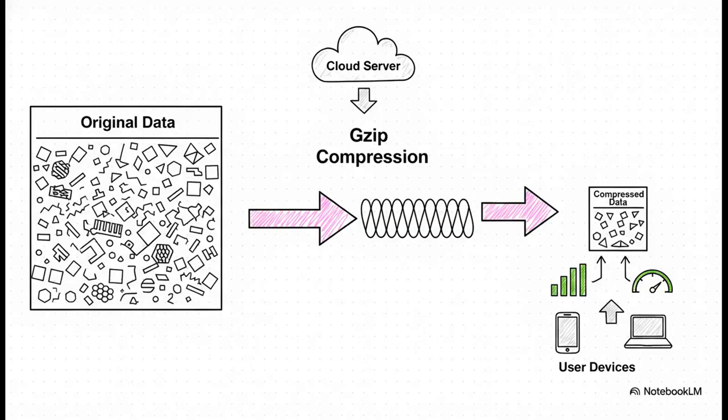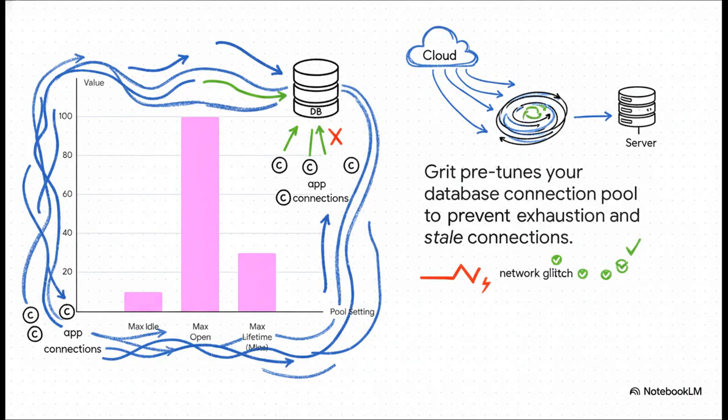Let's just put a real number on one of those. That built-in gzip compression, it'll typically shrink your JSON API responses by 60 to 80%. On an endpoint that sends a lot of data, that is a massive reduction in bandwidth and a very noticeable speed up for your users. Here's another one that's a total lifesaver, but often gets overlooked. Grit pre-tunes your database connection pool. This is huge. It stops your app from opening a bazillion connections and crashing your database when you get a lot of traffic. It's a lesson a lot of us have had to learn the hard way in production. With Grit, it's just handled.